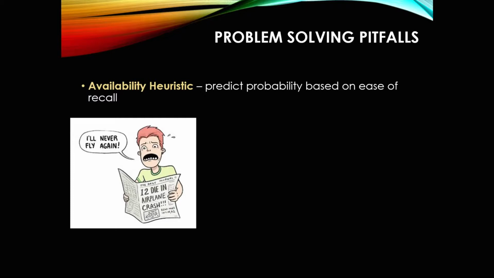So the availability heuristic is all about what is most salient or kind of easiest to access in your brain, in your mind, in your memory. The information that's easiest to access, that comes to the forefront, we tend to overestimate how often those things happen.